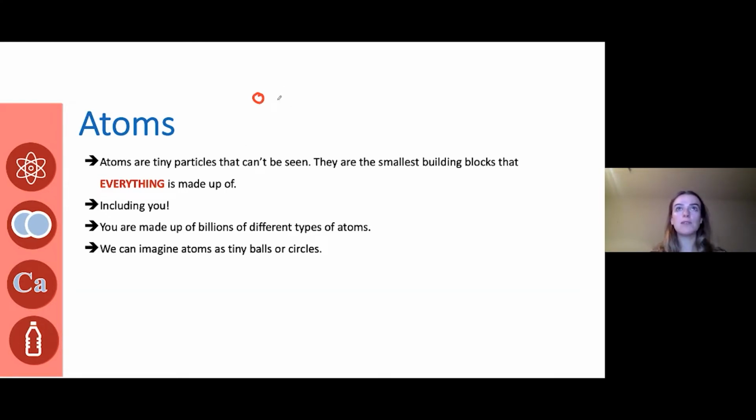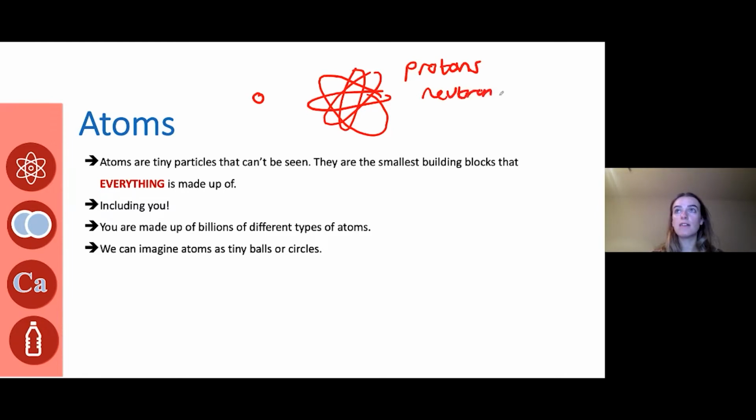Now, atoms are named depending on what is inside the atoms. I'm not going to talk about this in too much detail, but atoms are different because inside each atom can be a different combination of protons, neutrons, and electrons. So depending on what these counts of protons, neutrons, and electrons are depends on what the atom is.